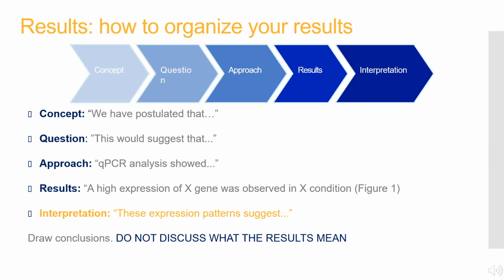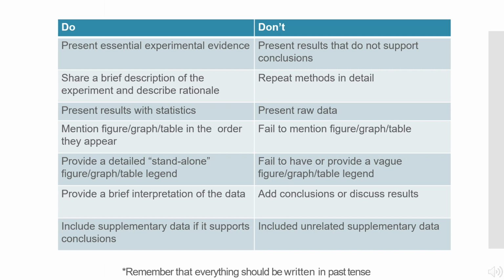So once you have your subheadings, outline, graphs, and figures, a way to begin to fill in the outline under each subheading is to consider the concept, question, approach, and describe the results. Although personally, I don't like to include the interpretation of my results in this section, you can include it without discussing what the results mean. In the results section, you do want to present essential experimental evidence, but not results that don't support your conclusions. You want to share a description of the experiment and describe the rationale, but not repeat the methods in detail.